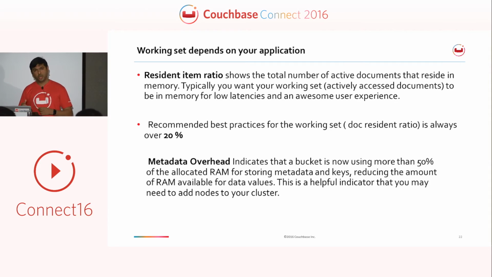It shows how much percentage of active documents are residing in memory. So typically when you have 100, it means that you have 100% of the data available in memory. This is one of the important KPIs. If you look into the bucket stats, it's on a per bucket basis, so you can look into it. So typically you want to have your working set. It depends on your business use case, how much percentage of memory you're going to have.